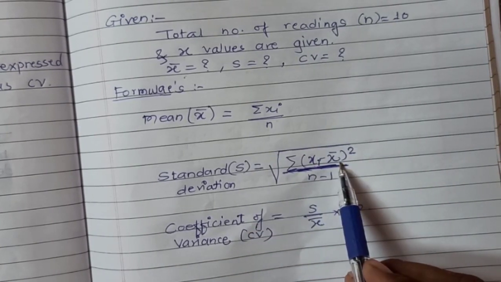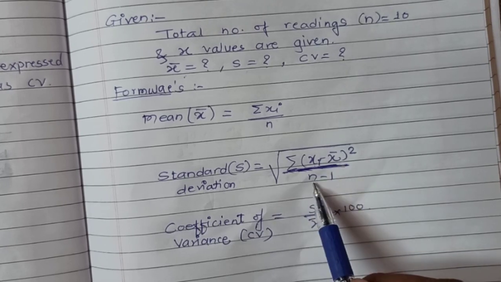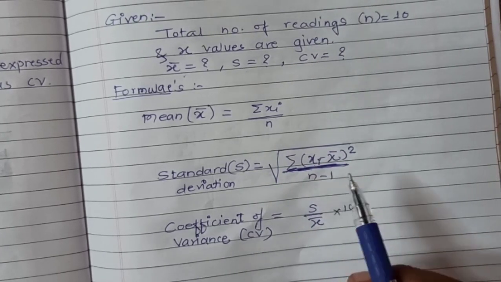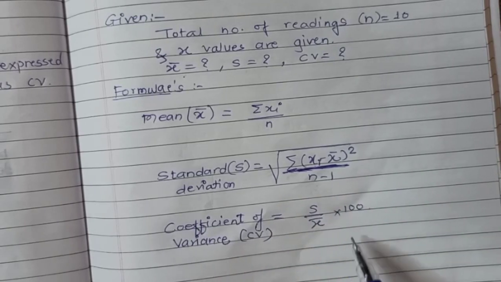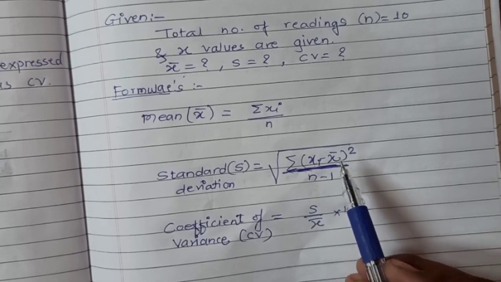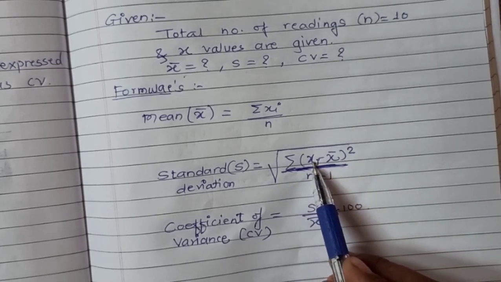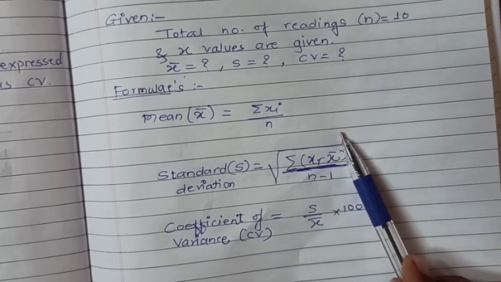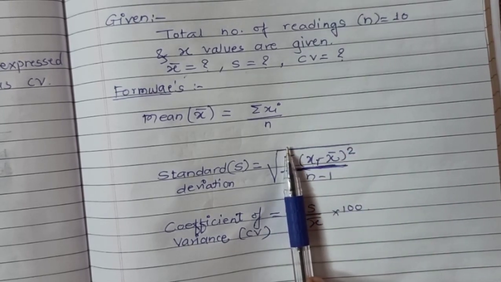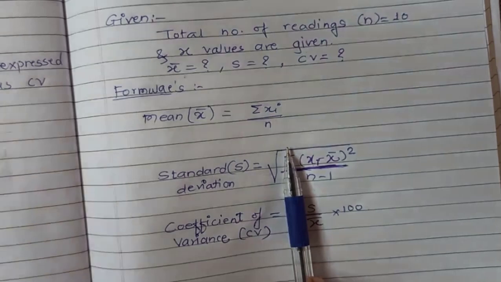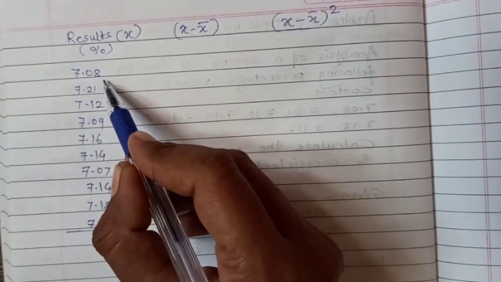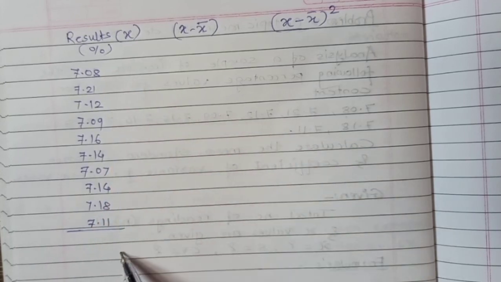X bar, now we are going to calculate. n, as we know, is equal to 10. Therefore, in the table we can put first column as x, second column as x minus x bar, and third column as (xi minus x bar) squared.